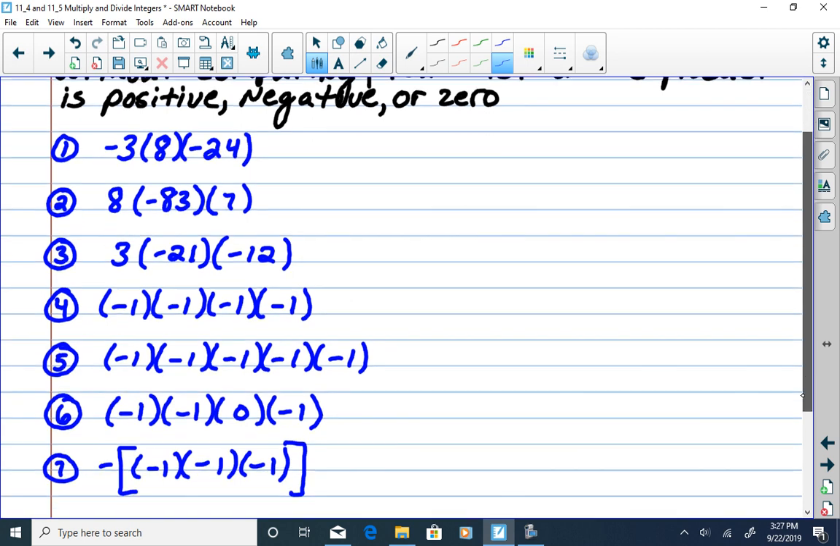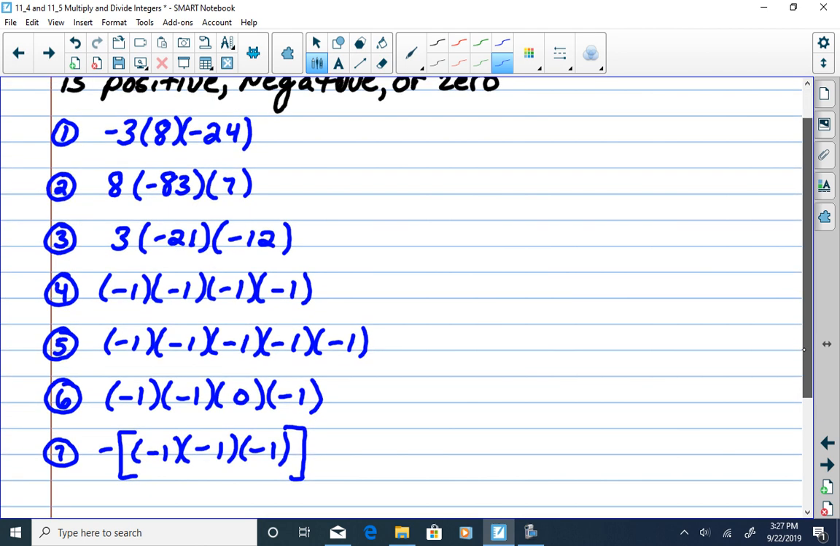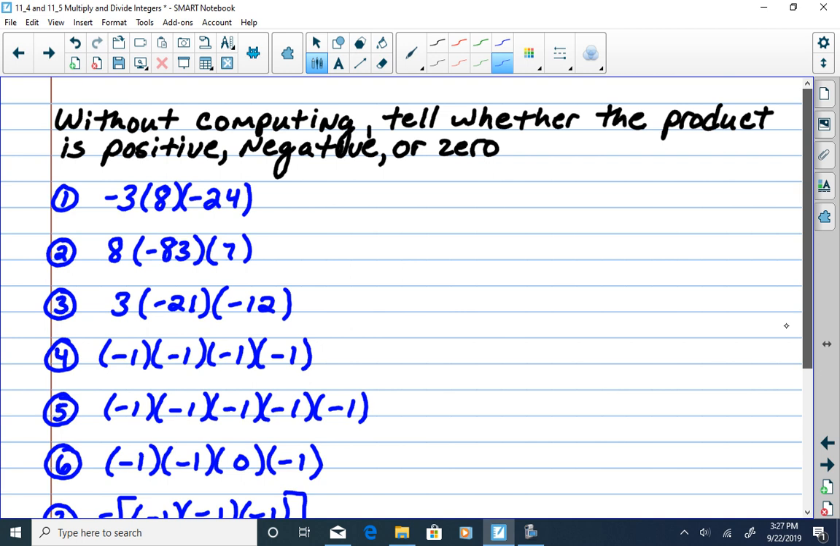I always like to do this with my students using that bottom rule that we had on that other page. If we have an even number of negative factors, the product or quotient is positive. If we have an odd number of negative factors, the product or quotient is going to be negative. So this first example here, I have an even number of negative factors, so my product's going to be positive. Example 2, I have an odd number of negative factors, so my product's going to be negative.